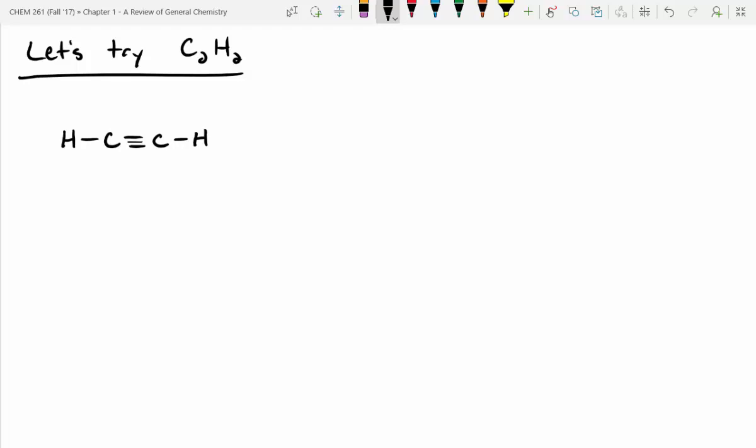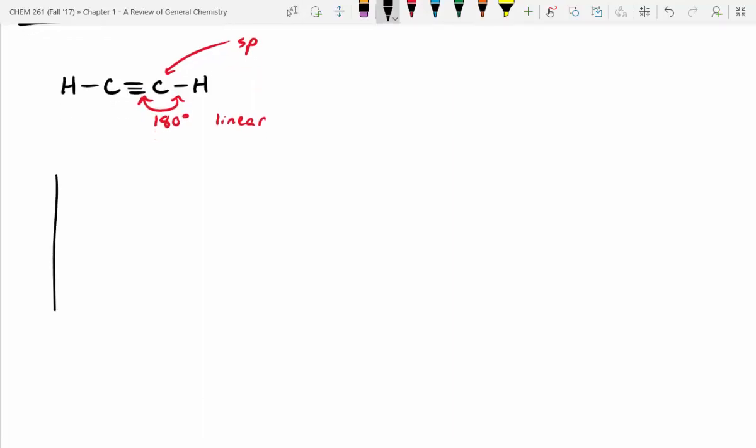All right. What's the hybridization for that carbon? SP. It's got a steric number of 2. So this is SP. What's the angle? 180. And it's linear, right? That's an easy one. All right, so same sort of thing.